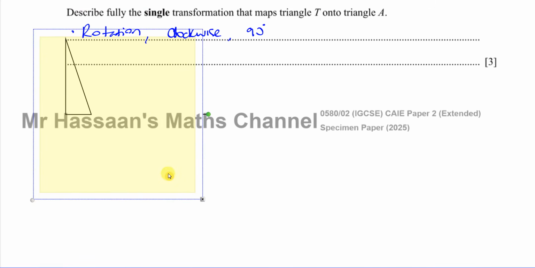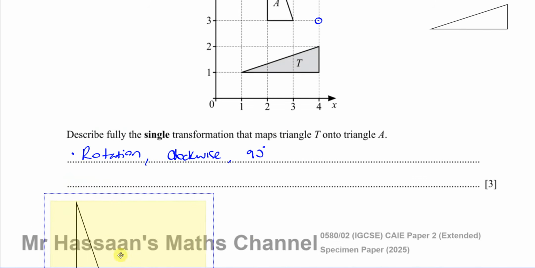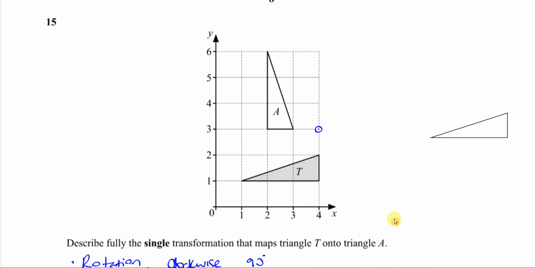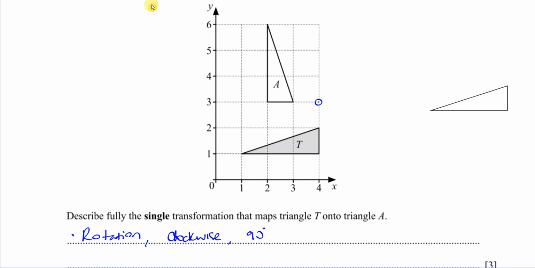So I can say the center of rotation is the point (4, 3). We can put center (4, 3). So it's a rotation clockwise of 90 degrees, and the center is the point (4, 3).